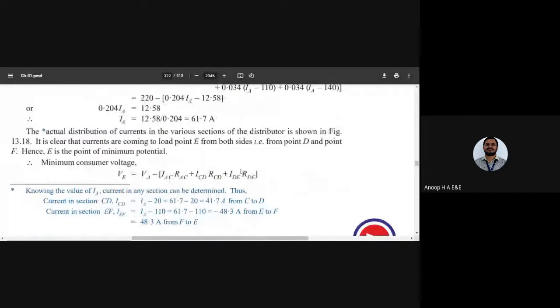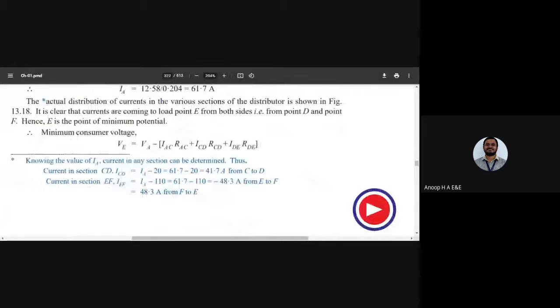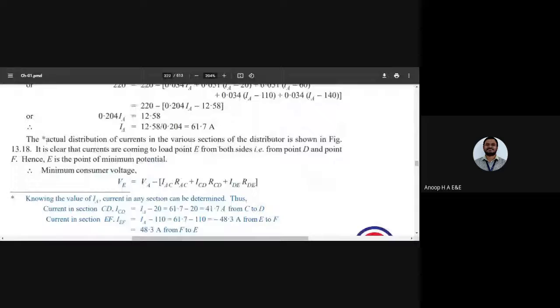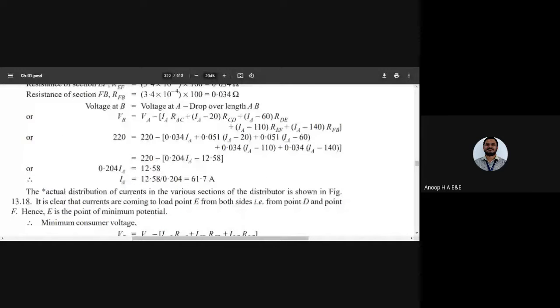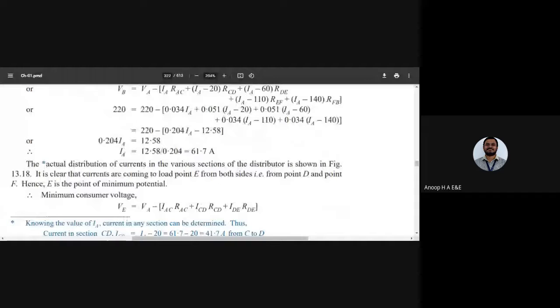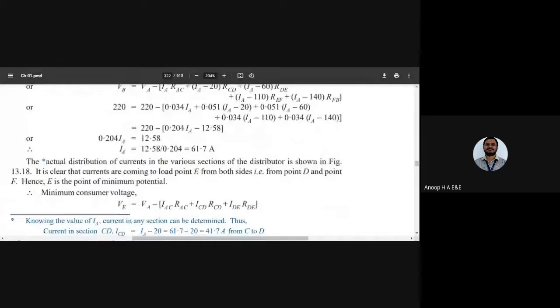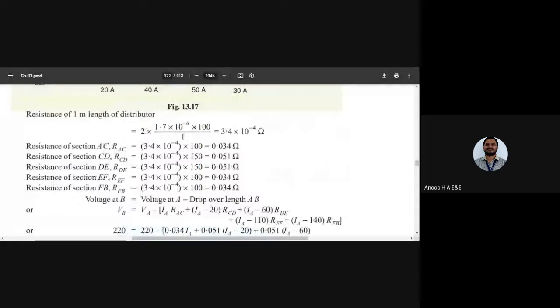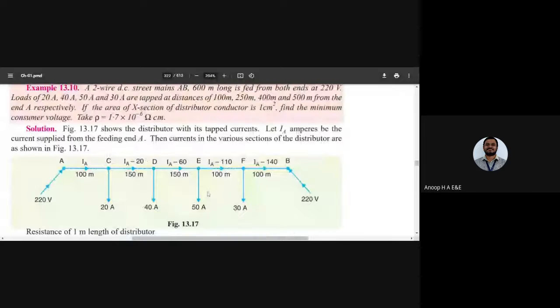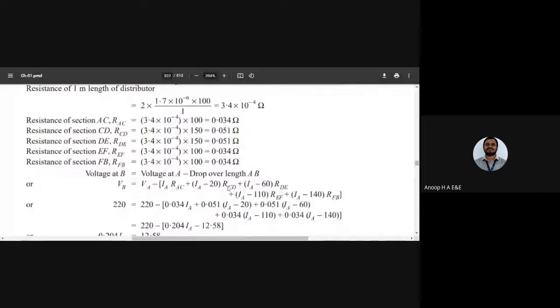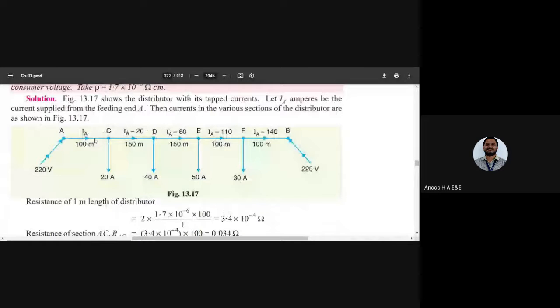Now I got the value of current IA, so I have to find out the different currents in each section, that is the various sections of the distributor. How are the currents distributed? Let us start right now. I want to find out the minimum potential. If I want to find out the minimum potential, how will I find out? The current is 61.7 amperes.